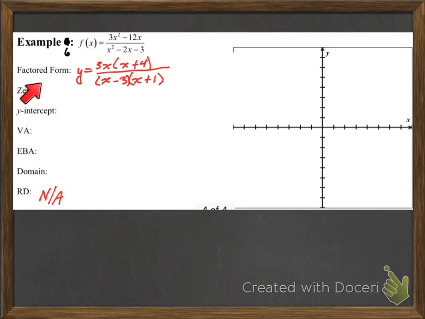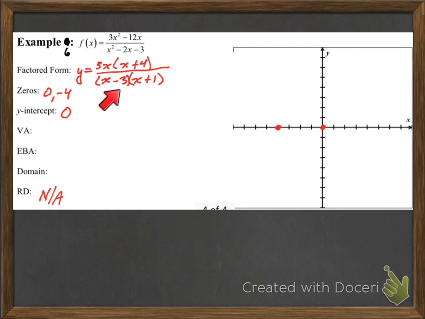The zeros we get from our numerator. There are two values of x that will make our numerator 0. One of them is -4 right here. The other one is going to be 0, because 3 times 0 is 0, and then 0 times your parenthesis would also give you 0. So 0 and -4, those are the zeros. 1, 2, 3, 4. Y-intercept, well, if you put 0 in for x for the y-intercept, you're going to get 0 over -3, which is just 0.